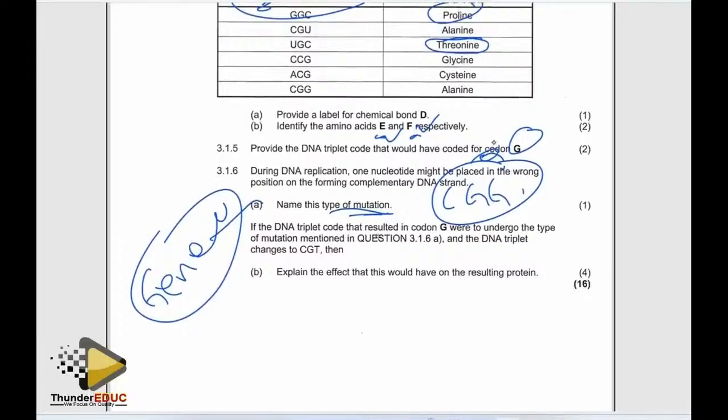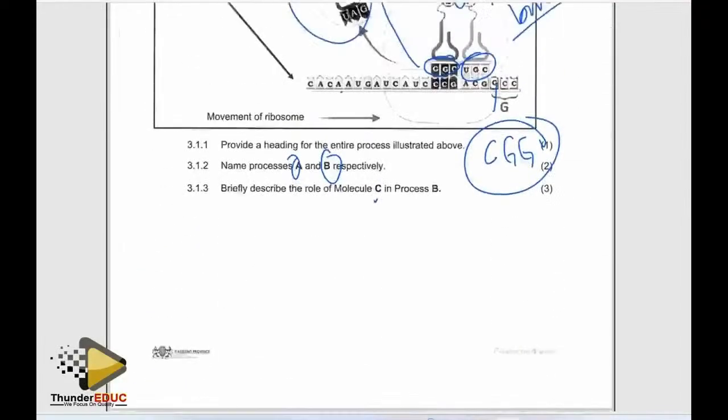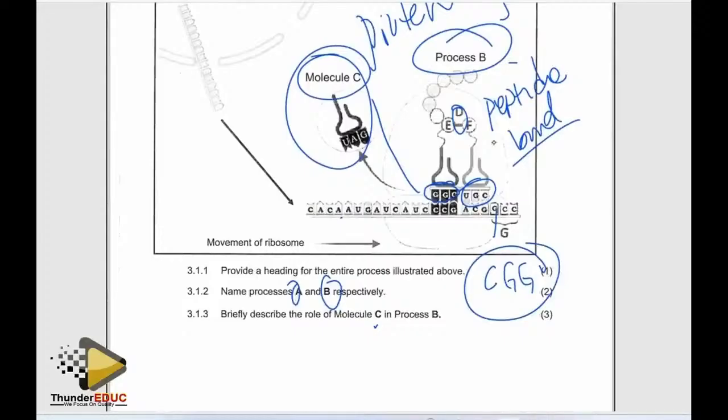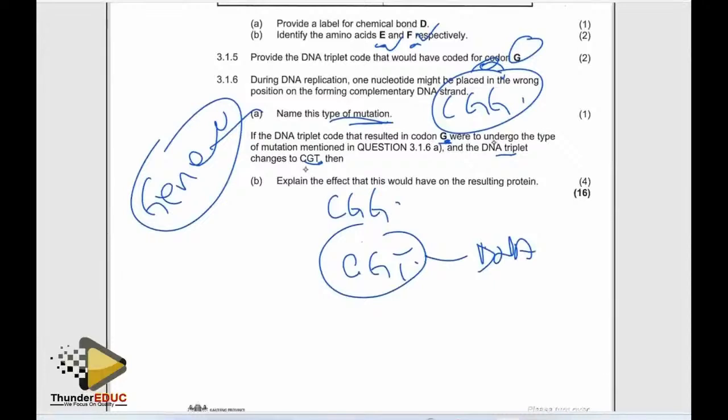Identify the DNA triplet that resulted in code G, to undergo the type of mutation mentioned above. If I look at this, the triplet of this is DNA, so this is DNA CGT. So I need to put it into transfer RNA, and then I find out the triplet G. G is CGG on DNA. So what happened? They say that they changed it to this.